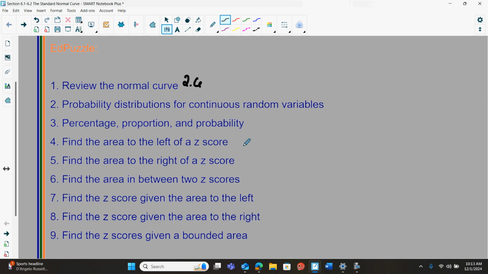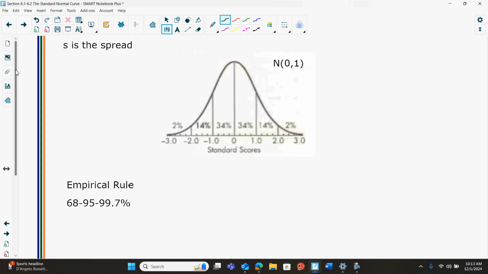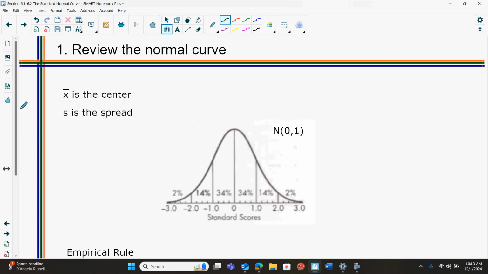Just a heads up, for all these sections, you're definitely going to want your Inspire, please. I know I've joked in the past, but really, this whole chapter, you're really going to want your Inspire because it's going to make your life really, really easy. Okay, let's start. So we're reviewing the normal curve first.